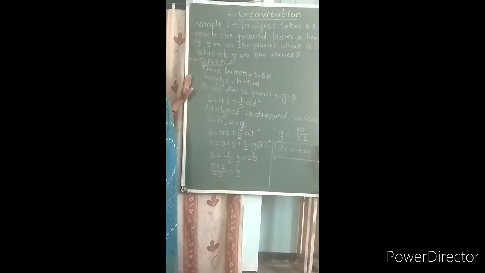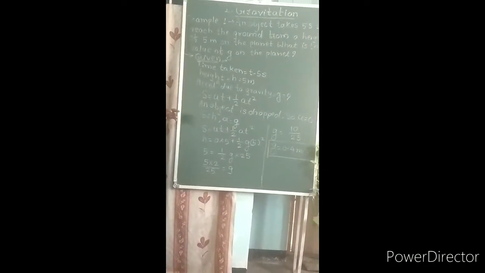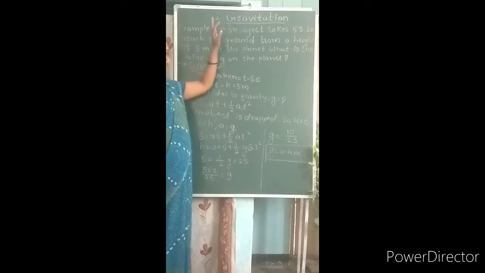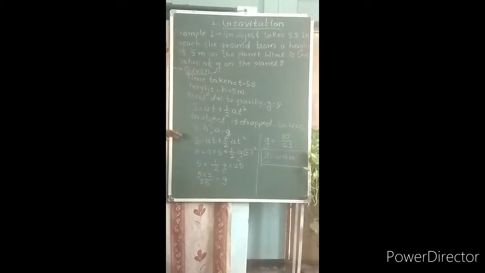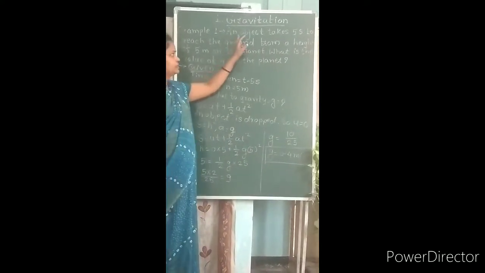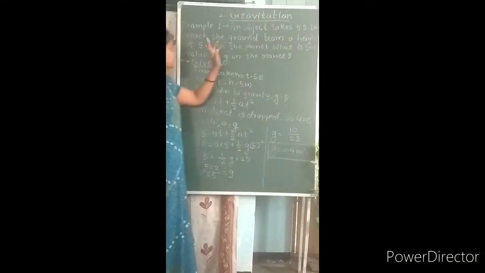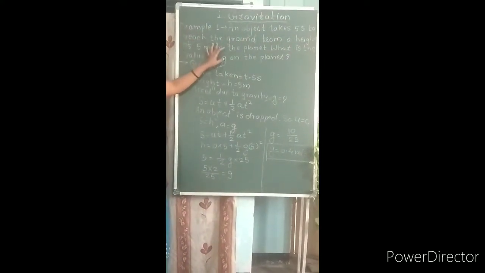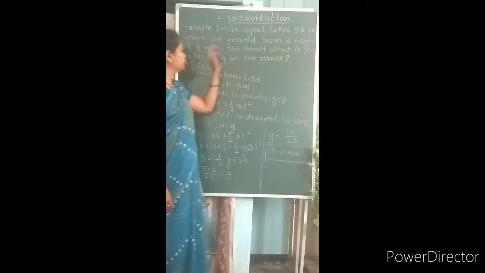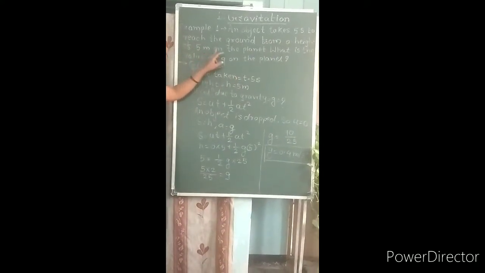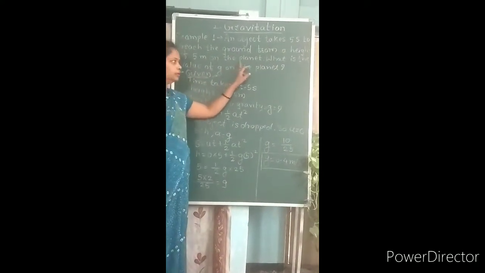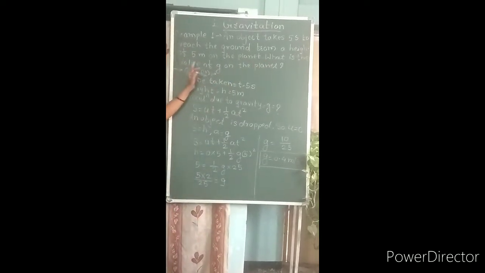Today we will discuss the examples in the chapter Gravitation. The first example: an object takes 5 seconds to reach the ground from a height of 5 meter on a planet. Then what is the value of g on the planet?